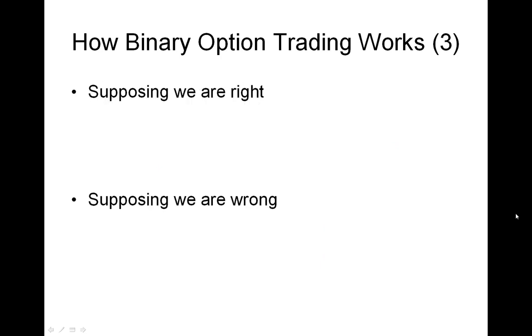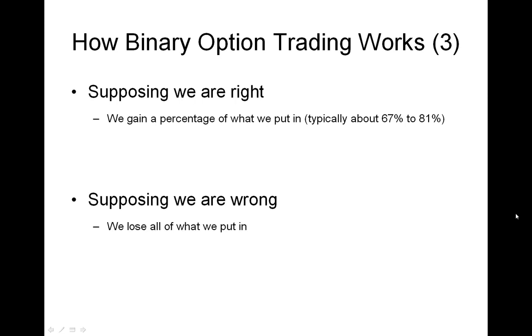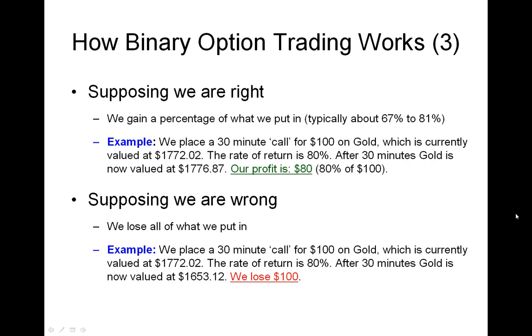So, supposing we're right, we gain a percentage of what we put in, which varies from site to site and trade to trade from about 67% to 81%. But if we are wrong, we lose all of what we put in. And for those of us who are interested, there are two examples here. I'm not going to go into them in detail, but we can always pause the video and take a look at them.